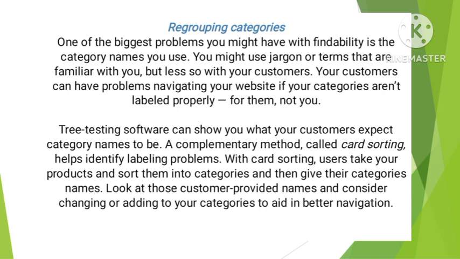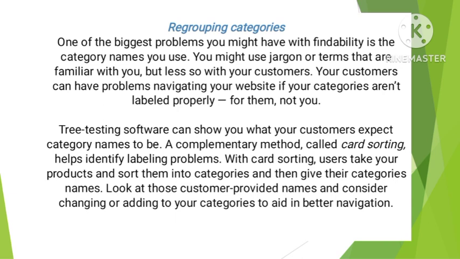Tree testing software can show you what your customers expect category names to be. A complementary method called card sorting helps identify labeling problems. With card sorting, users take your products and sort them into categories and then give the categories names.